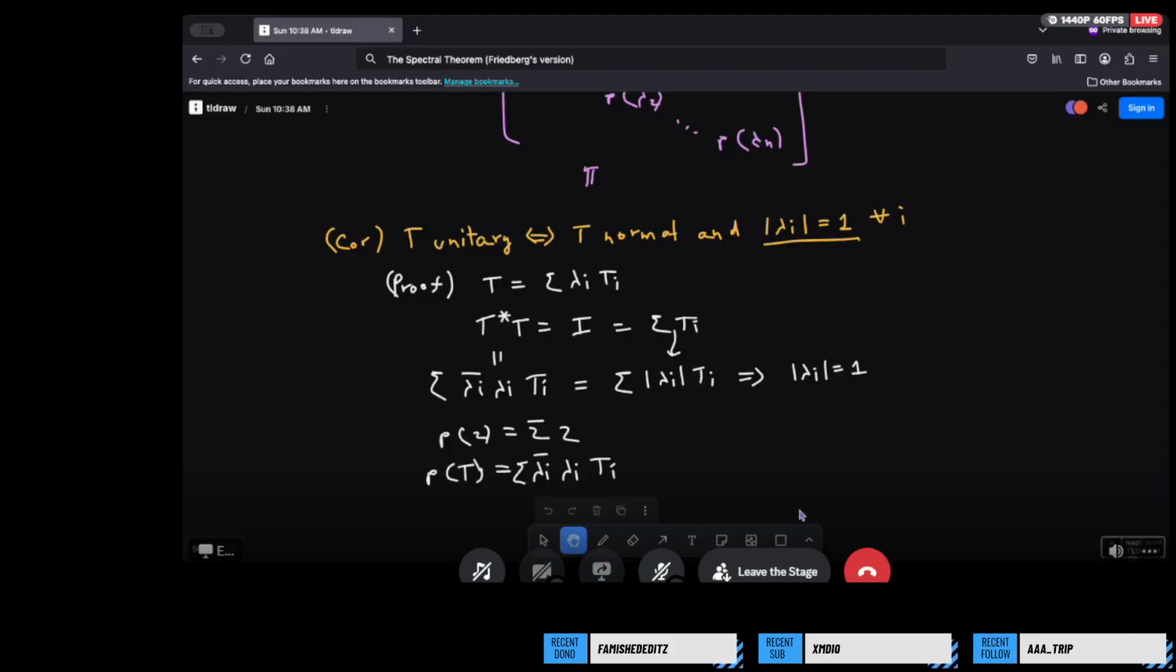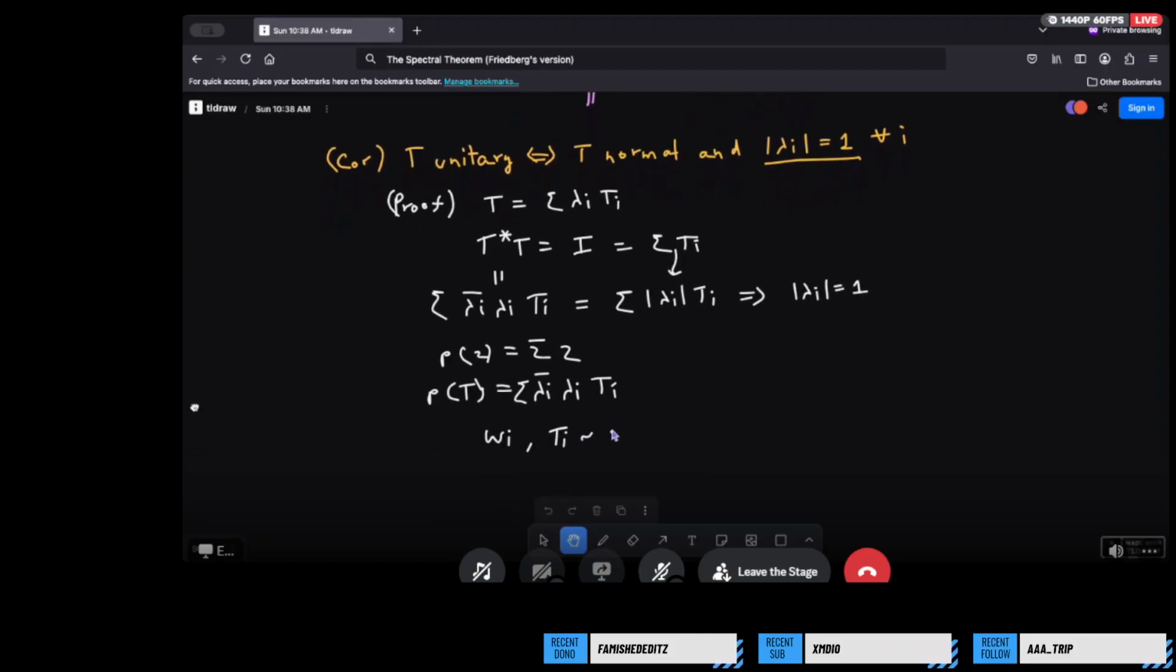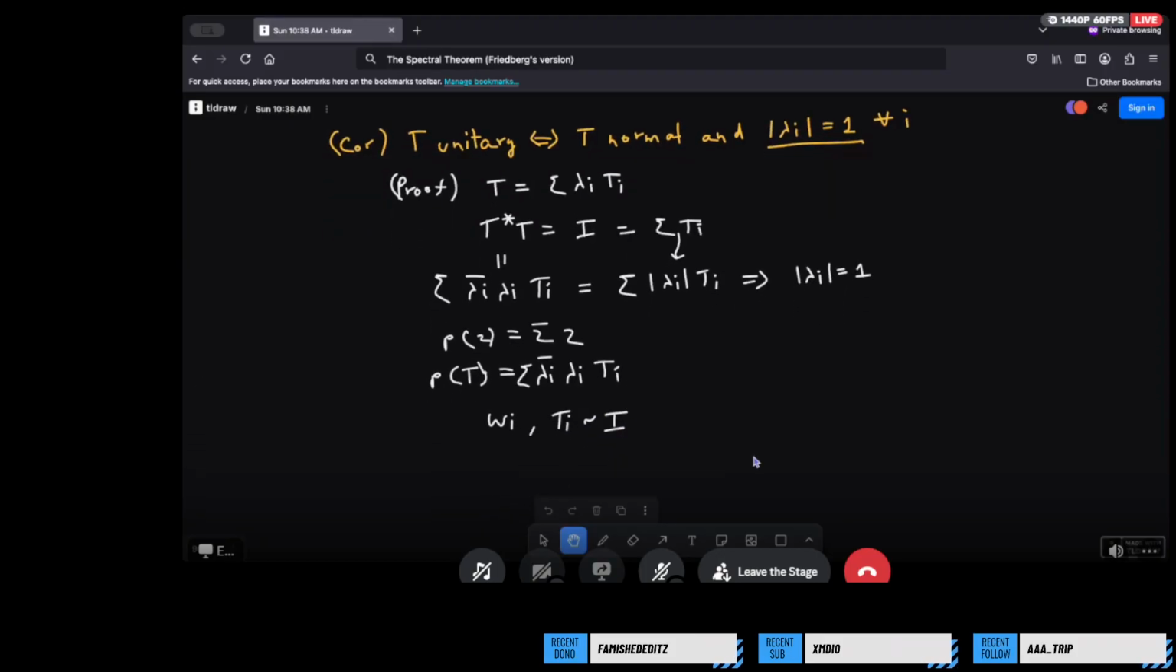And comparing coefficients really does work here because on subspace Wi, Ti is just the identity. But yeah, anyway.